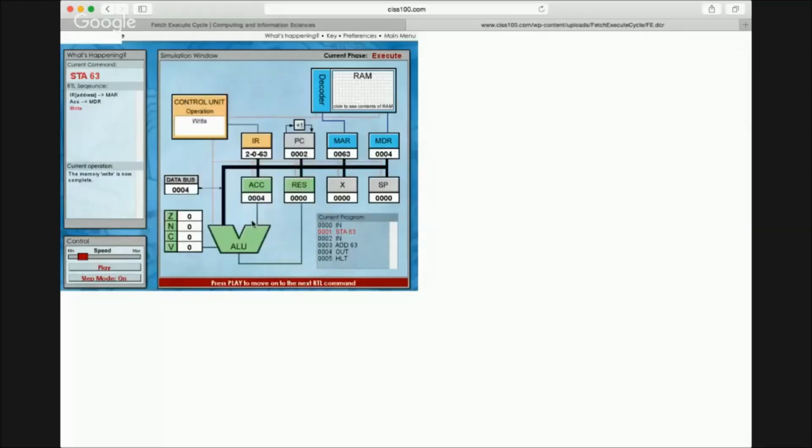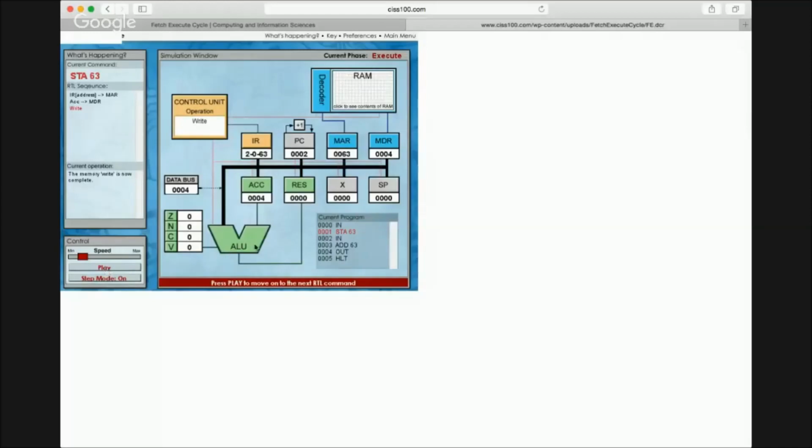Okay, so I'll close this. So what did I do? I've just completed my second fetch, decode, execute cycle. First one was reading something in. Second was storing what I just read in into memory location 63. And again, 63 hex. We're going to start our next fetch, execute cycle.